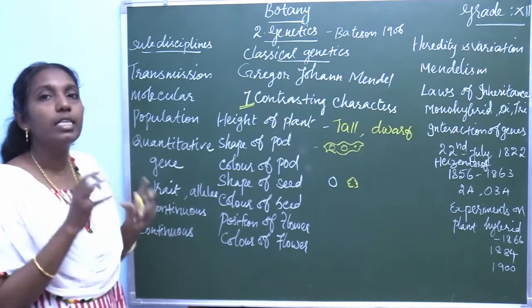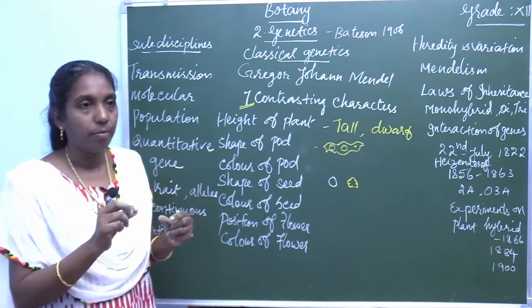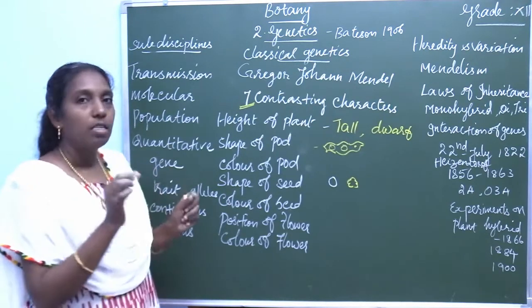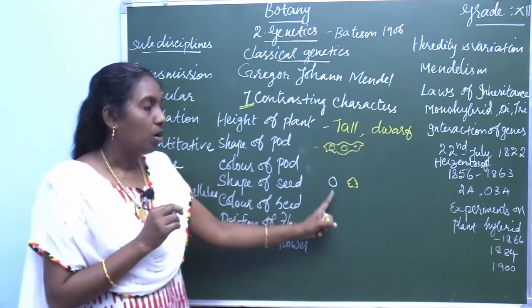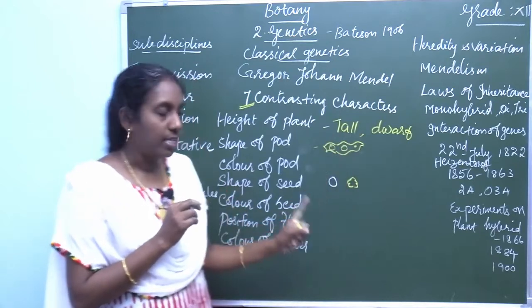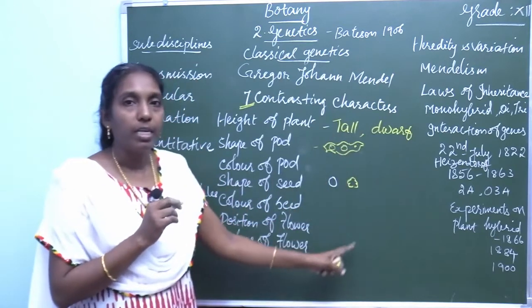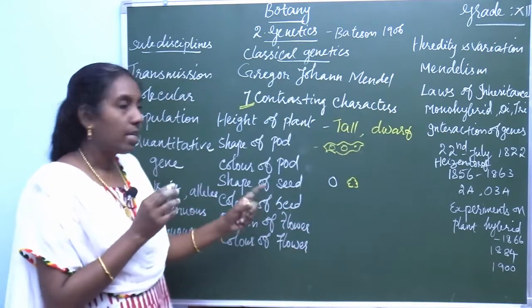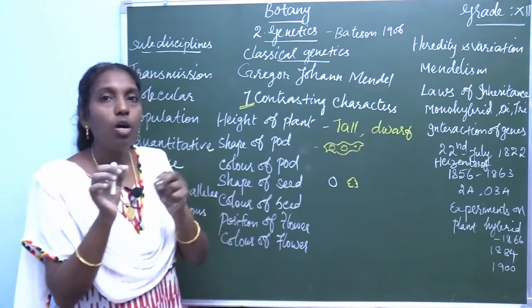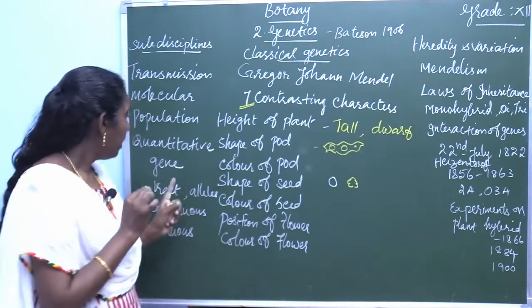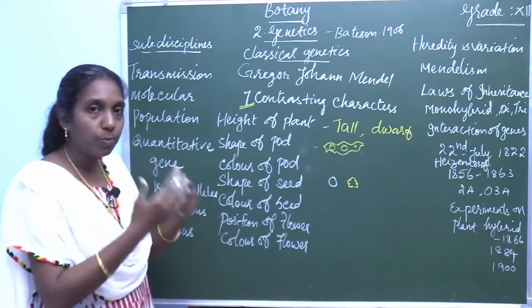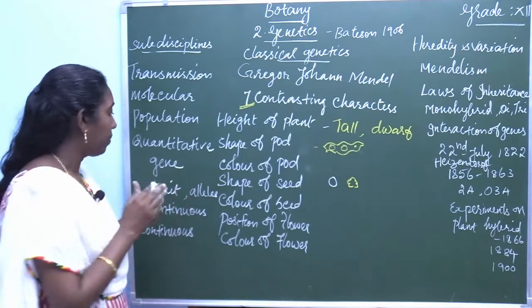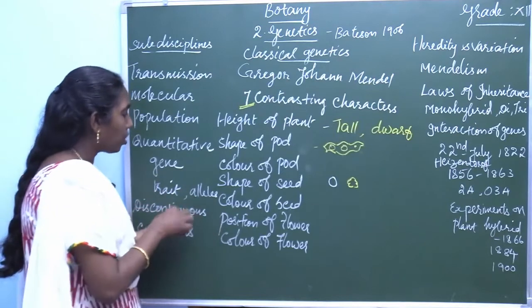Alleles. Each and every trait or character, Mendel selected 7 characters: tall or dwarf, round or wrinkled, inflated or constricted, the flower color purple or white, the seed color green or yellow. For all traits, there is a particular gene. The genes are expressed in alternate forms. These alternate forms are called alleles.